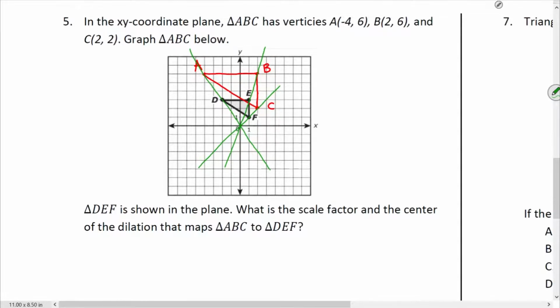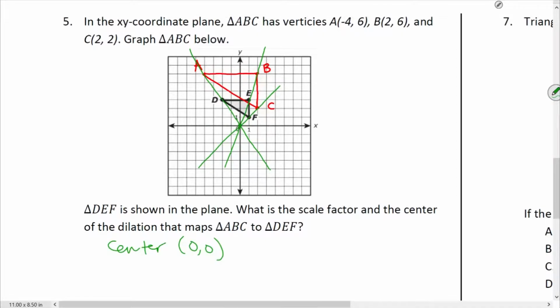And they were. They were concurrent at the origin, okay, which is convenient for us. But even if it was somewhere else, I could still look at where they all intersect, and that's going to be the center of the dilation. So the center is at 0, 0 for this problem.